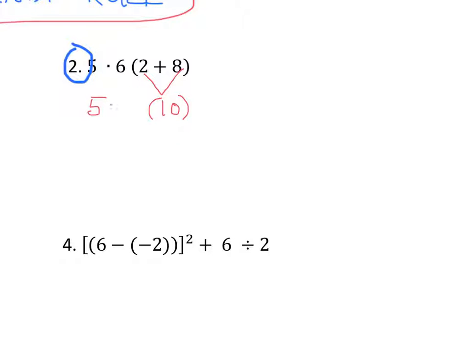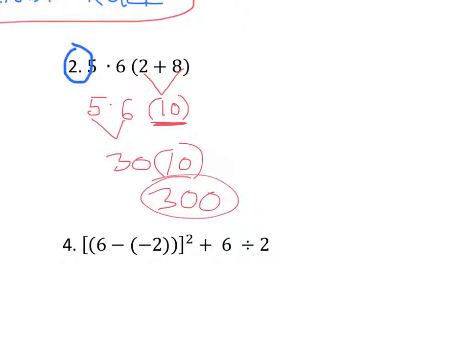So 5 times 6. And if this is in parentheses, that also means multiplication. So all this is multiplication: 5 times 6 times 10. I could just work left to right. 5 times 6 is 30, and then 30 times 10 is going to give us 300. So that's our answer. Again, don't try to get the answer right away. Show your work that shows how you got the answer.